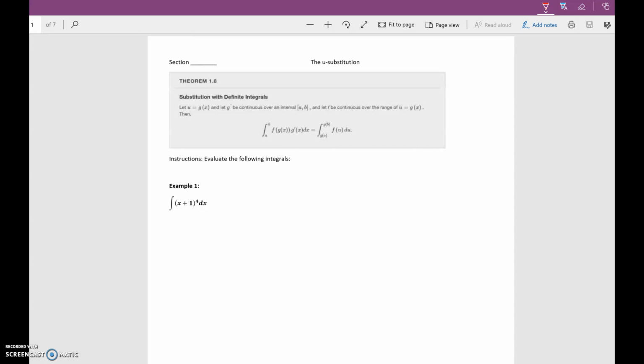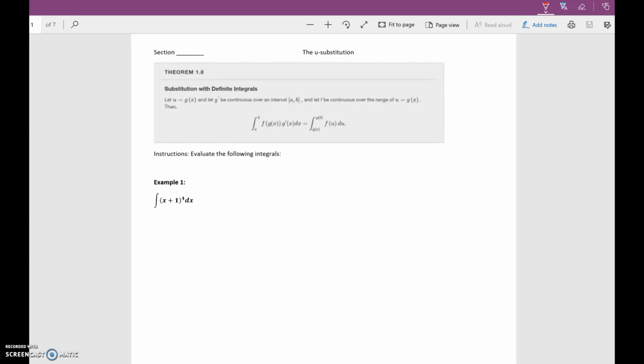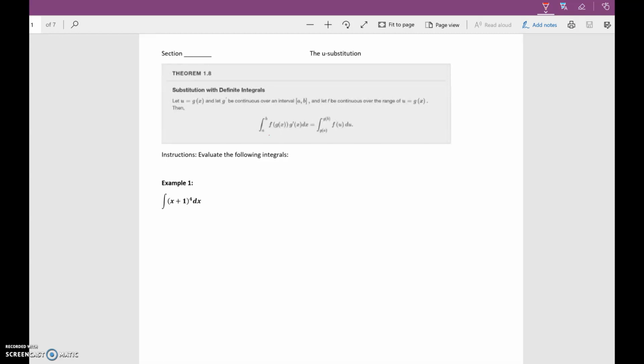Hi class, here's the idea in this particular section. We're going to have an integral that contains a multiplication by a chain rule. If the integral comes from some sort of chain rule, then we can rewrite it in simplest form and express it as just the integral of f of u du with the proper limits of integration, from a to b.